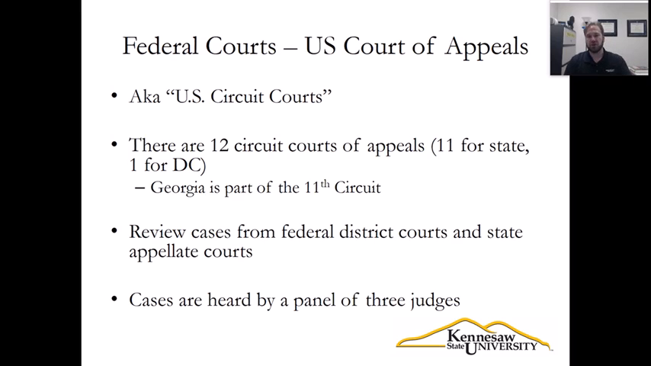So there are 12 different circuit courts of appeals, 11 for the states, and one for D.C. There are actually a couple more that I think your book talks about, and that involves appeals from the military tribunals and things like that, which are not particularly applicable to this class. So they will review cases from the federal district courts. Cases are heard by a panel of 3 judges, and this is what usually happens. Now, if you do get an adverse decision from those 3 judges, you can move for an en banc trial, which is when you can have the entire panel of judges review the case.